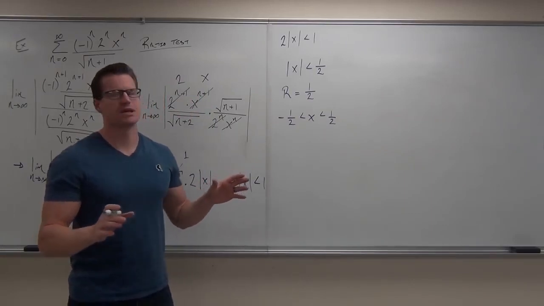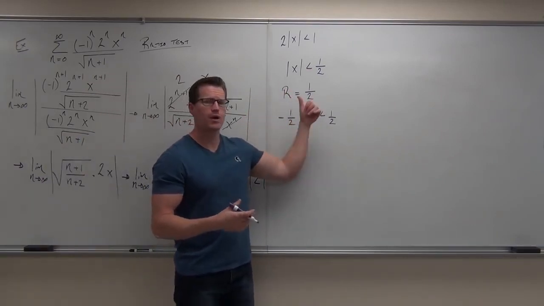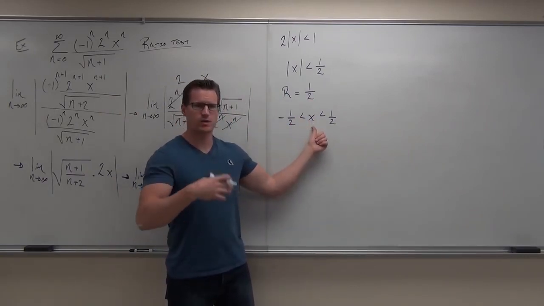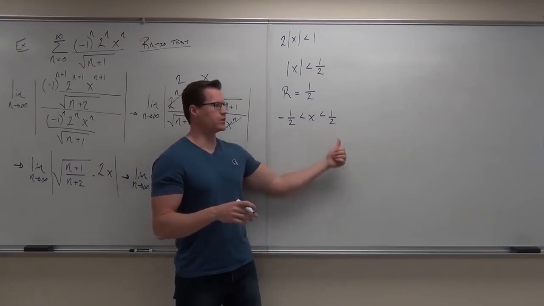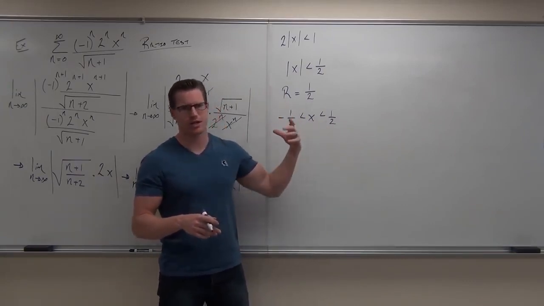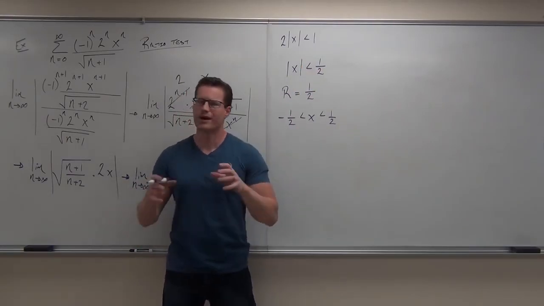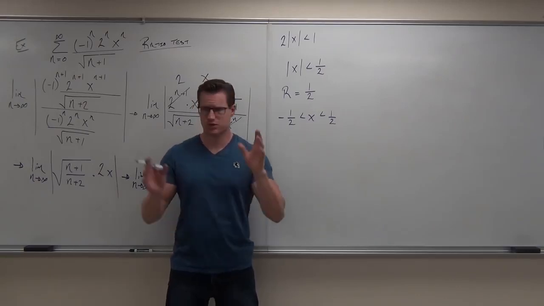Check endpoints. We gotta check those endpoints. Because right now, we have the radius, we know it's gonna be 1/2. We have the center. Notice how the center, 0, is right between negative 1/2 and 1/2. What we don't know is whether these two endpoints are included or not. That doesn't come from the ratio test, or just from doing the simple mathematics. We gotta check the endpoints individually. Where do we check the endpoints? The original function. So plug them in.